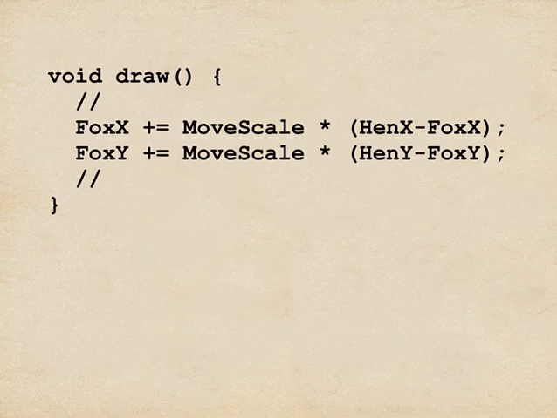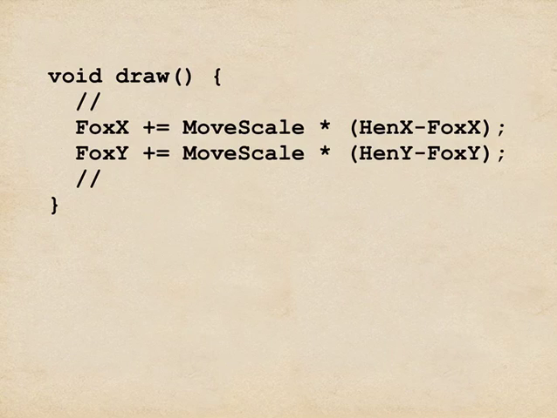We keep reading. It's move scale times something, and the thing we're multiplying is hen x minus fox x. That's the x component of the arrow from the fox to the hen. This is just what we saw in the video on arrows. We are finding the arrow from the fox to the hen, scaling it, and adding it back to the fox. As move scale becomes smaller and smaller, fox x moves a smaller and smaller distance towards the hen, and then fox y does the same thing in y.